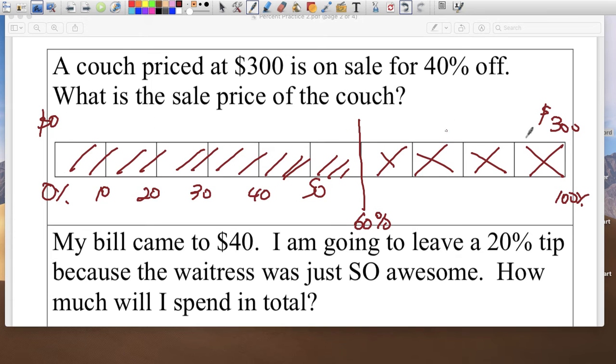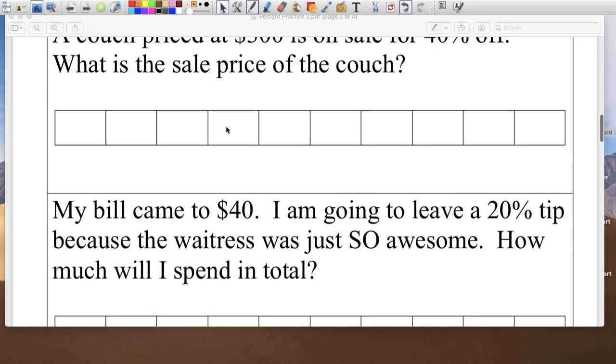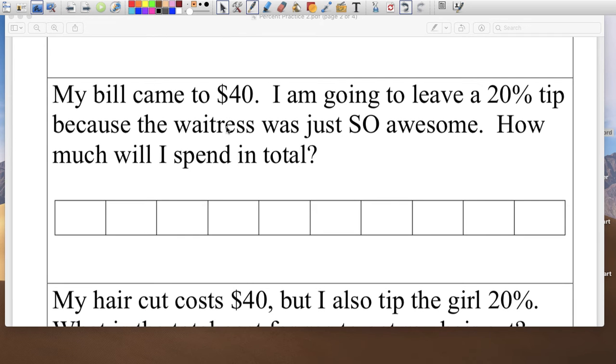My bill came to $40. I'm going to leave a 20% tip, which means on top of the 40, I'm going to be adding a little bit more, right? So let's set up our percent. So this is 100%. And right now, if I don't tip at all, that's how much I have to pay.